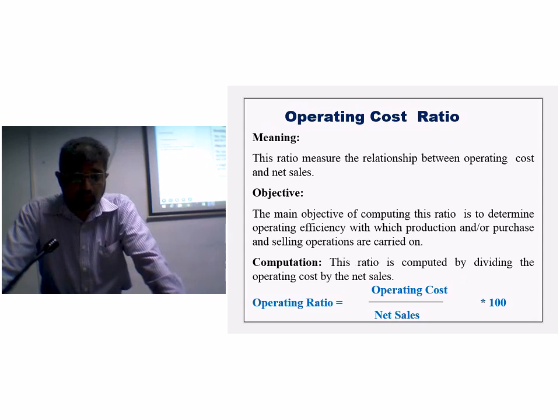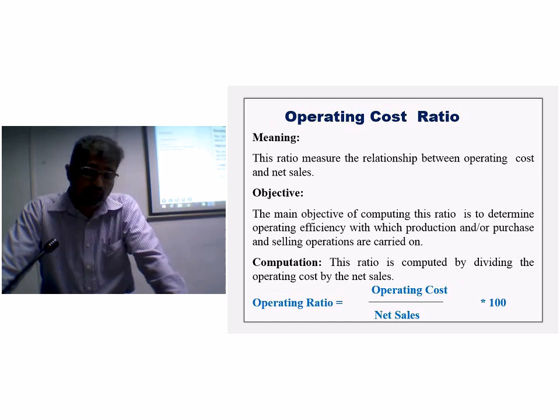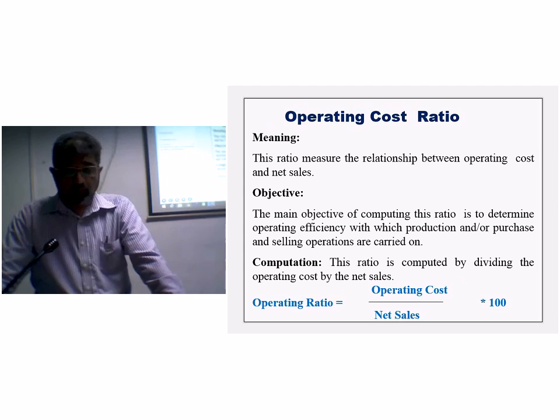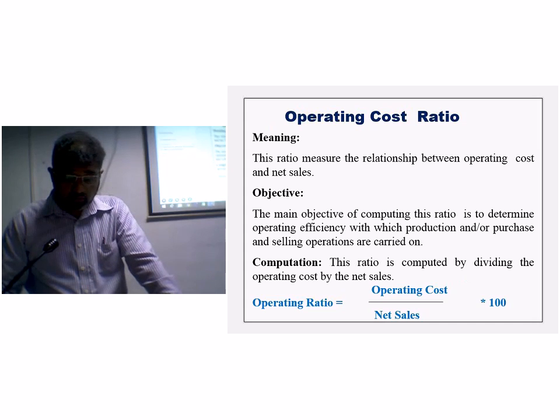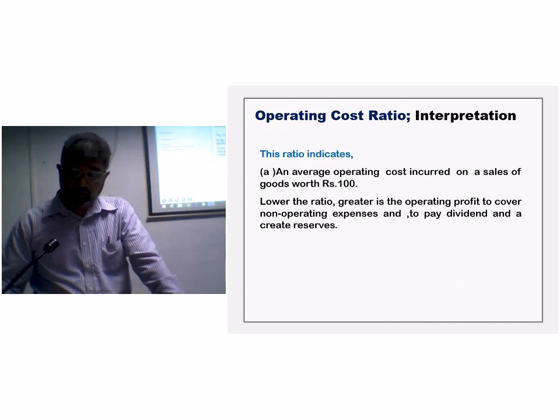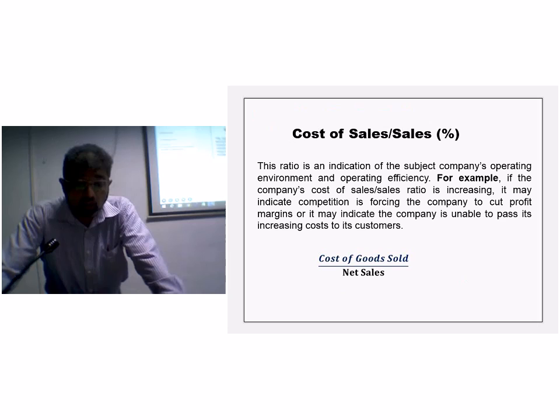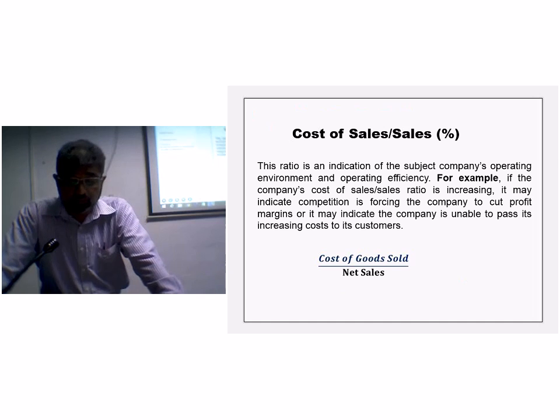Then the next one, operating cost ratio. We can also calculate the operating cost ratio as a percentage of net sales. If we take the operating cost ratio, we can compare their profitability. That means by controlling the operating cost we can earn profit, right? Then we can compare between two consecutive periods or two competitive organizations. Next one, cost of sales over sales ratio, right?